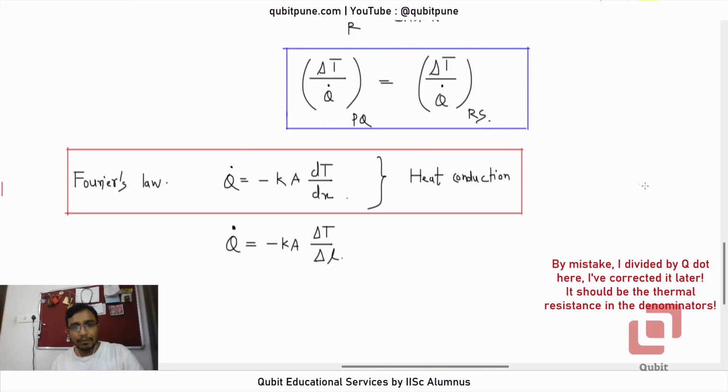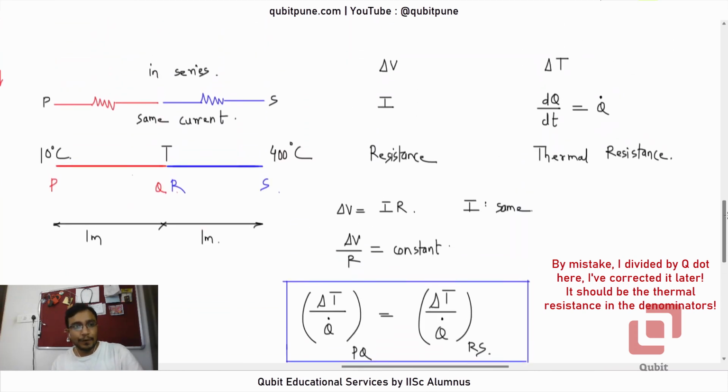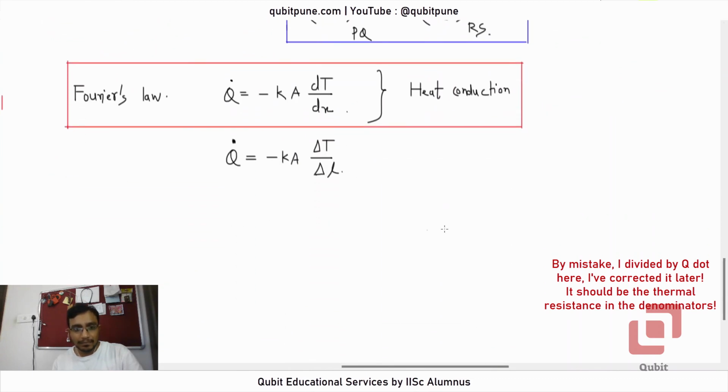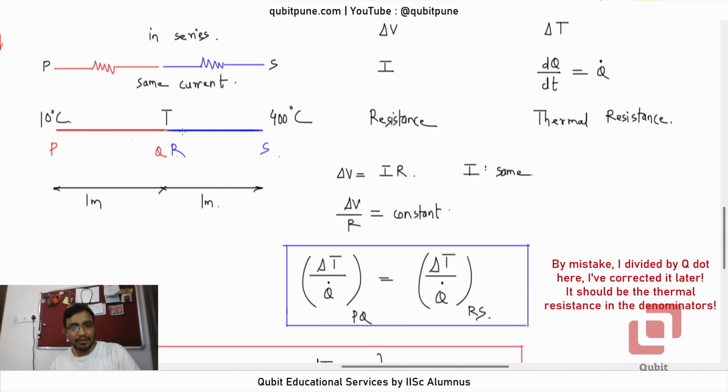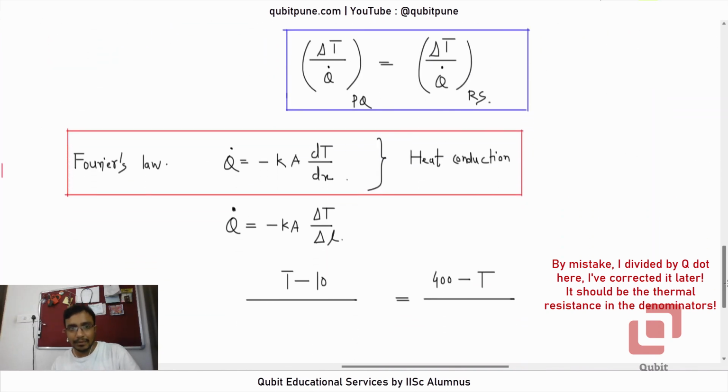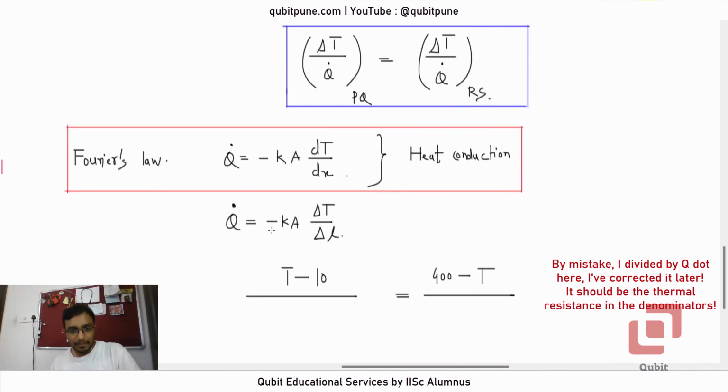For PQ, what will be delta T? For PQ, delta T will be T minus 10. And for RS, delta T will be 400 minus T, because the junction temperature is T. Okay. Now, let us ignore the negative sign.